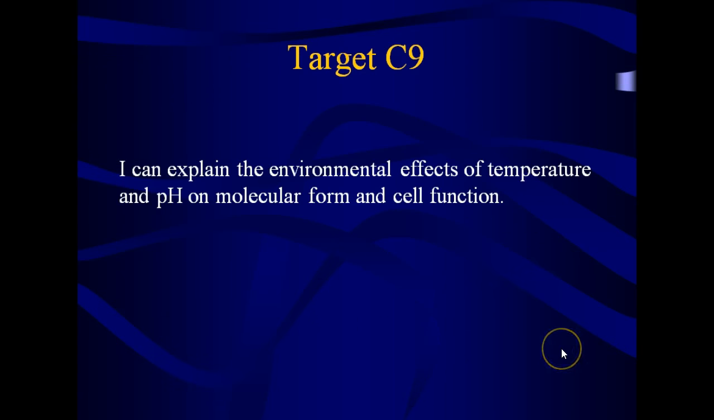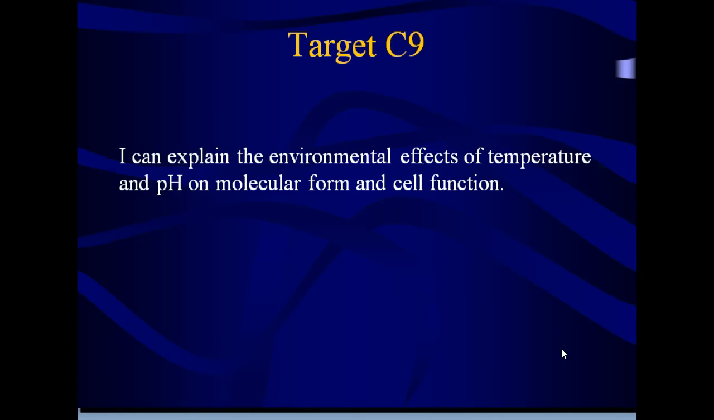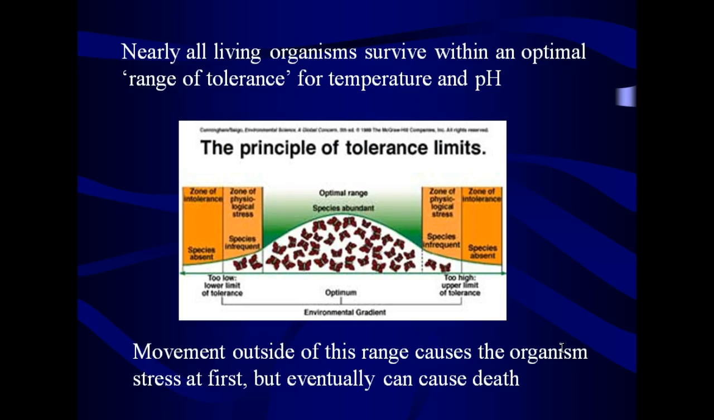So that does it for that target. We'll go on to target C9, which says that you should be able to explain the environmental effects of temperature and pH on molecular form and cell function. So what does it do to molecules, and how does it affect how cells can interact and work? So you should realize that just about all living organisms have a range of temperature and pH, and of course these aren't the only factors that they have ranges for, but there's an optimal range of tolerance, we'll call it, for temperature and pH.